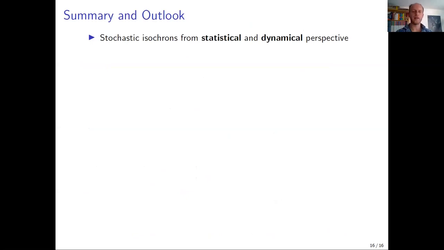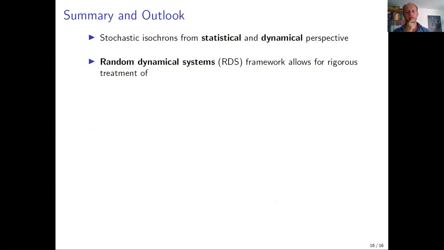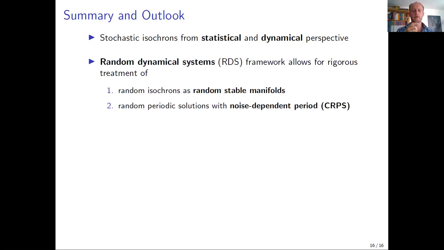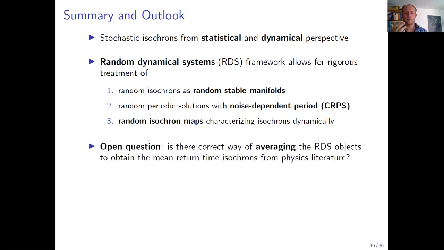So just to summarize quickly, you can look at these isochrons from a more statistical operator approach as before, or from this random dynamical perspective. And this random dynamical systems perspective allows us to treat random isochrons as random stable manifolds, to look at random periodic solutions with noise-dependent periods, and then to connect this to a so-called random isochron map, which characterizes our isochrons very nicely dynamically. And the open question is: is there a correct way of averaging these RDS objects to obtain the mean return time isochrons that we have seen before?